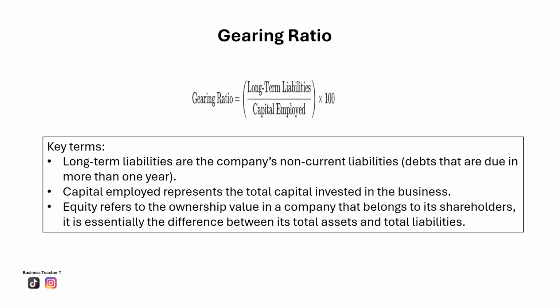Before we look at high gearing and low gearing, let's look at some key terms that you should be aware of. Long-term liabilities are the company's non-current liabilities, so these are debts that are due in more than 1 year, such as a loan. Capital employed represents a total capital invested within the business. And equity refers to the ownership value in a company that belongs to its shareholders. It is essentially the difference between its total assets and total liabilities.